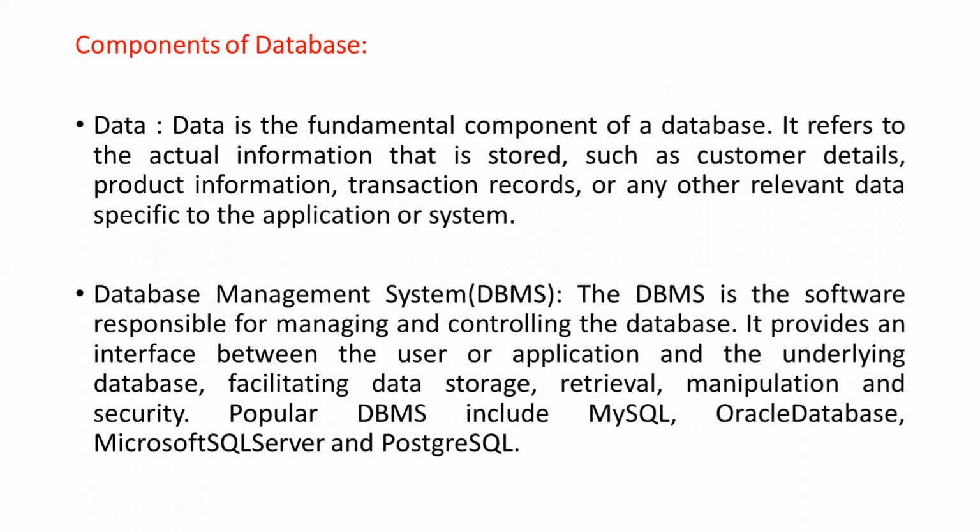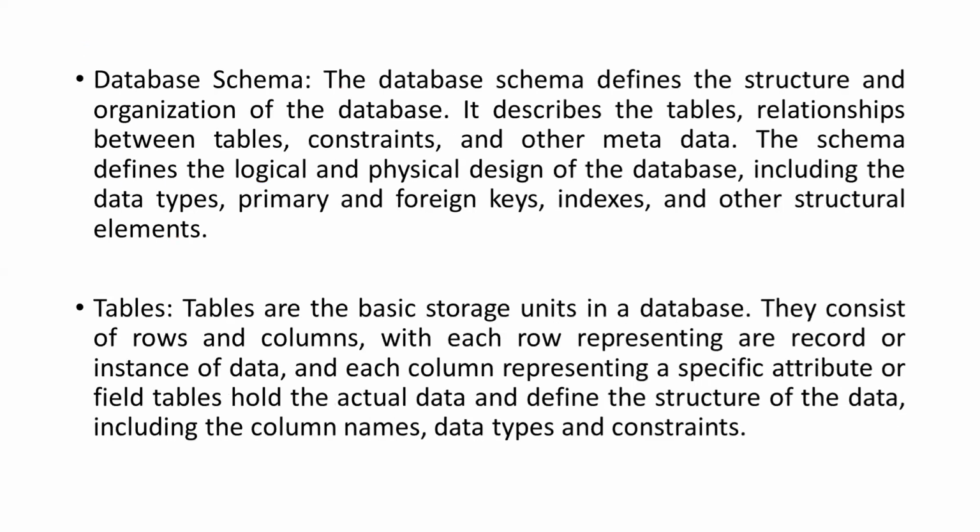Components of a database include data. Data is a single record which will be stored. Next is the DBMS, a software responsible for the whole database. The database schema describes the relationships between tables, constraints, and metadata, that is, things like select star, all of which will be there.